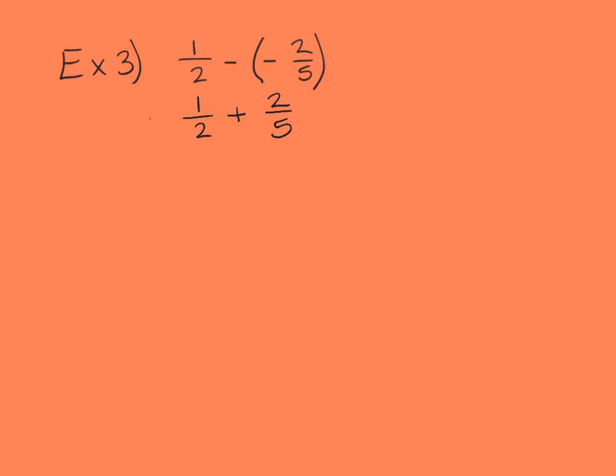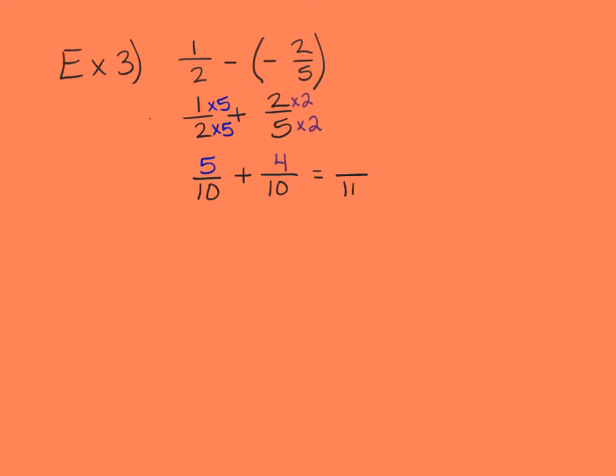We can't add yet because our denominators are different. So I'm going to think of a denominator that both 2 and 5 will go into. And I know that they'll both go into 10. And so 2 times what is 10? That would be 5. And 1 times 5 is 5. So 1/2 is equivalent to 5/10. 5 times what is 10? Well, 5 times 2 is 10. So 2 times 2 is 4. And 2/5 is equivalent to 4/10.